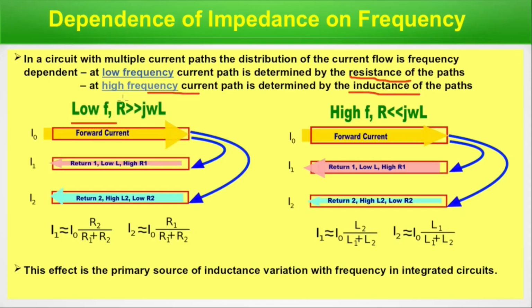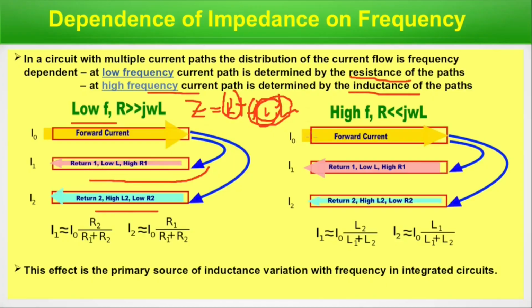At low frequency, we have Z equal to R plus j omega L. At low frequency, the j omega L part is very small, so R is much greater than the inductive part. So, the forward current is going, and the return path depends on this: most of the current returns through the low resistance path, and a small portion of it returns through the high resistance path. Although what happens at high frequency is completely different.